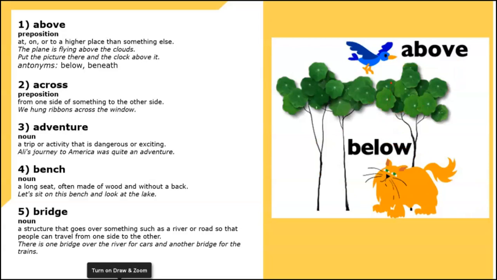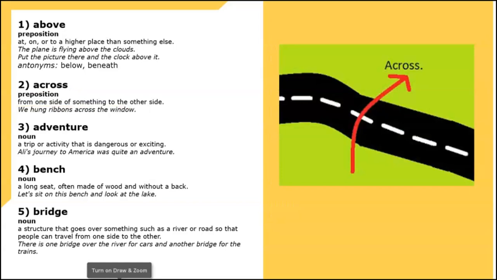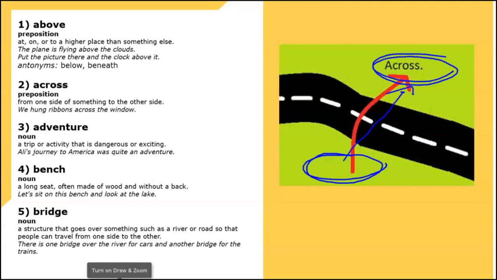Okay, let's go on to our next word. The next word we have is across. Across means from one side of something to the other side. So if you look at this picture, you can see that if I have something on this side and something on this side, we can use the word across to talk about where they are. They are opposite to each other. They are on the other side.